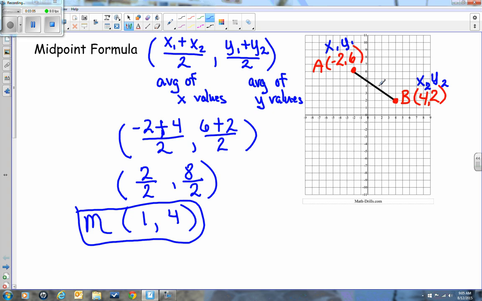So let's test that out to make sure it looks right on our graph. Let's move over 1 and up 4. It's right here. Does that look like it's the middle? It does to me. So we call that 1, 4. We drew it on our graph.